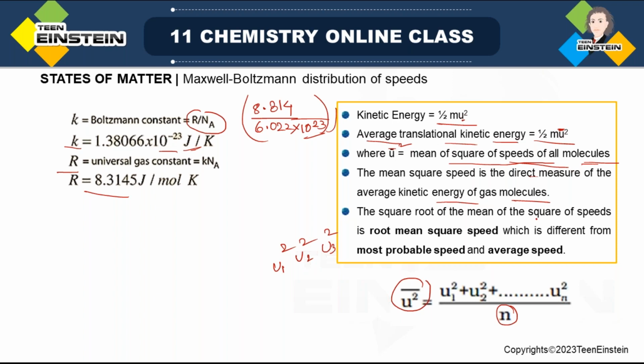So the square root of the mean of the square of speed is known as root mean square speed. Now it is not the same as most probable speed, and it is not the same as average speed, that you have already seen. Different terms we have used. So when you take the root of this mu bar square, you get this VRMS, or sometimes it is written as CRMS. But this subscript RMS means the full form is root mean square.